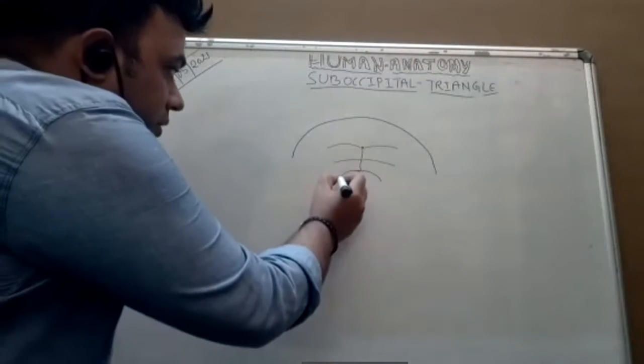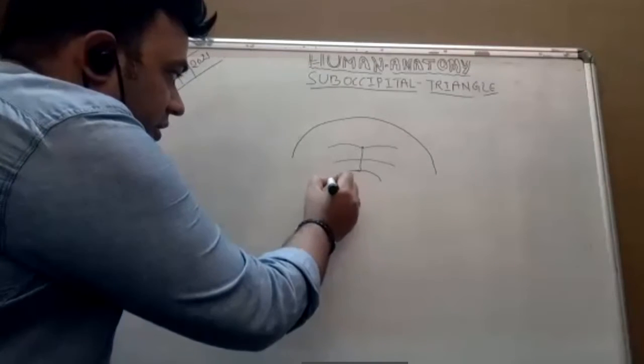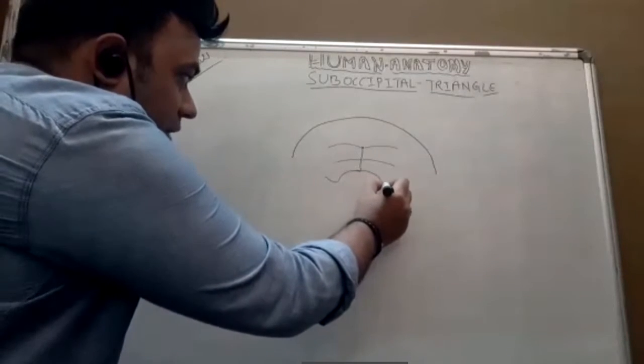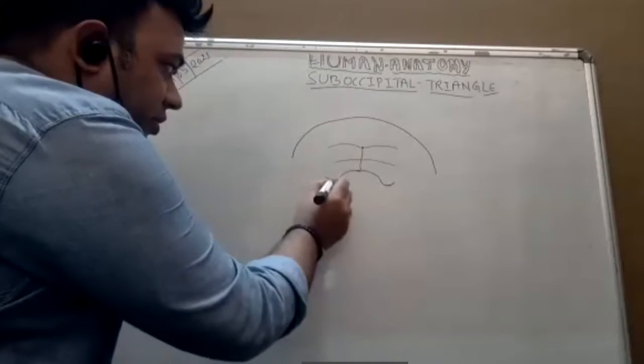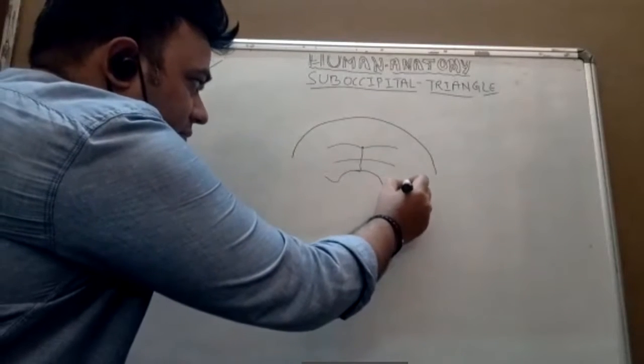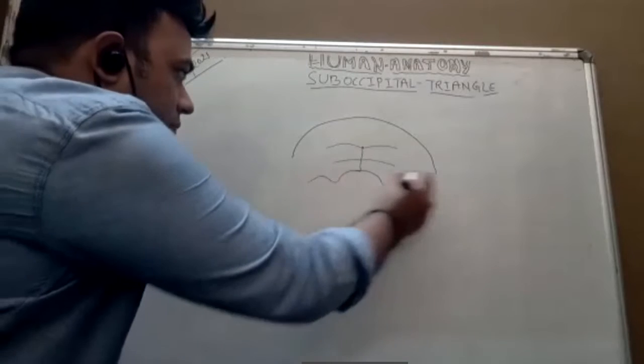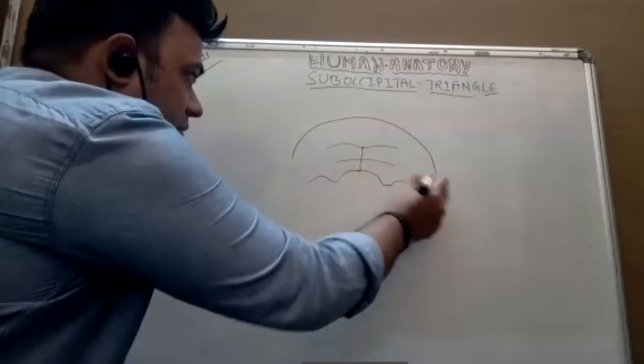From the foramen magnum, by the side, there is the occipital condyle. We will see this in the norma basalis. Just remember, this is the occipital condyle. Then the mastoid part.